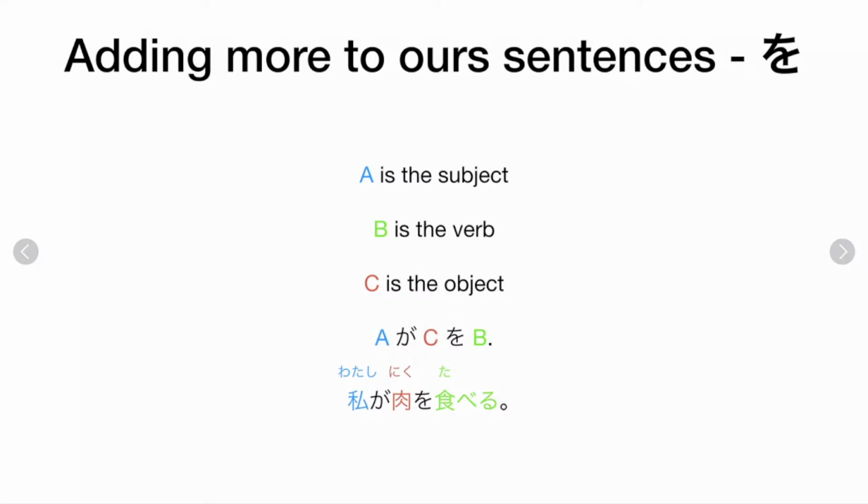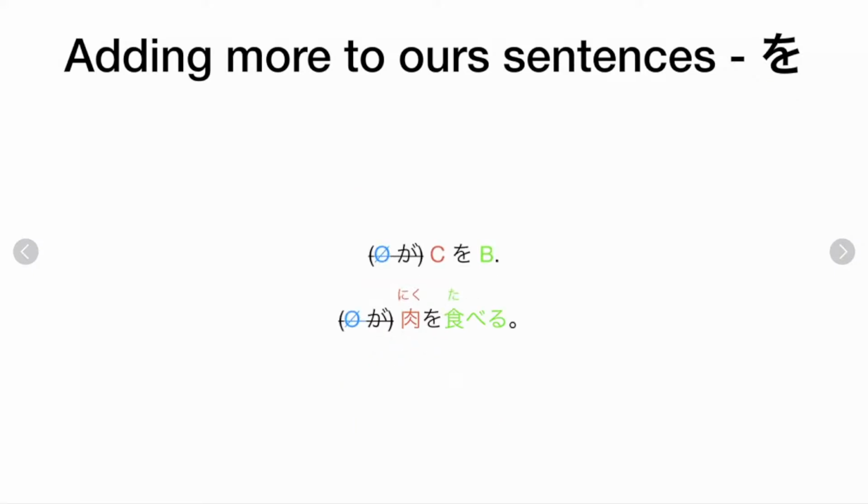O is the object marker of a sentence. It tells you what the verb acts on. So if A is the subject, B is the verb, we're going to call C the object. This is the thing that gets marked with O. So, watashi ga niku o taberu. Watashi is I, taberu is eat, niku is meat. Niku o taberu is eat meat. You can use the zero pronoun so that instead of having to say watashi ga niku o taberu, you can just say niku o taberu.